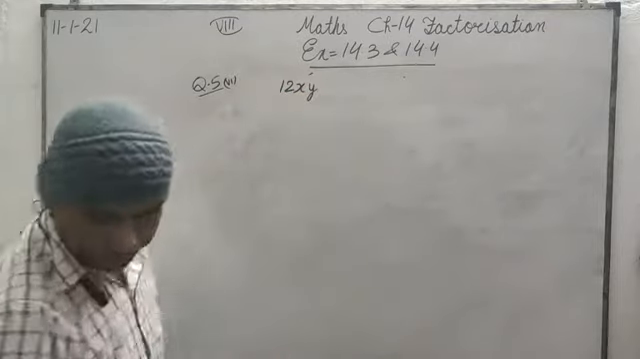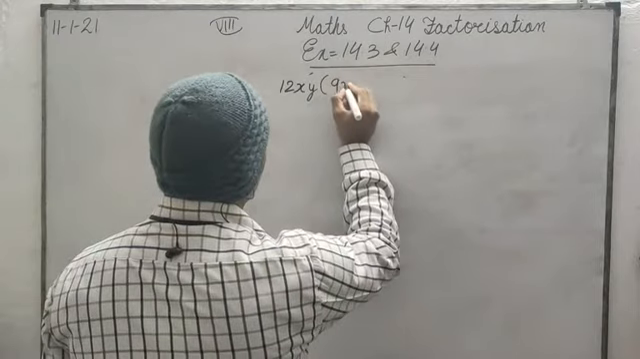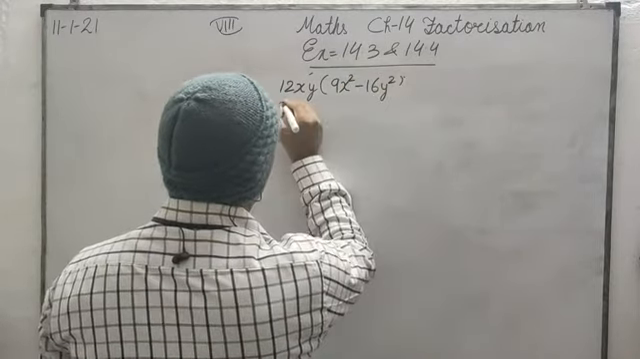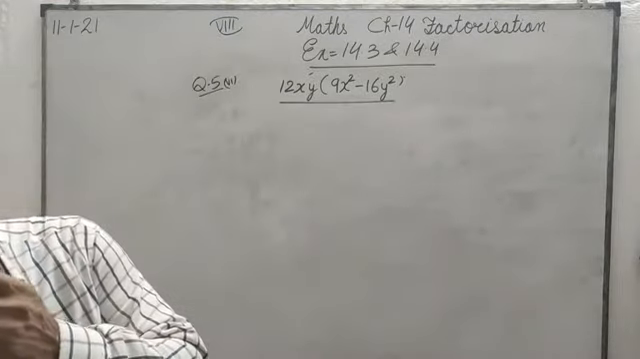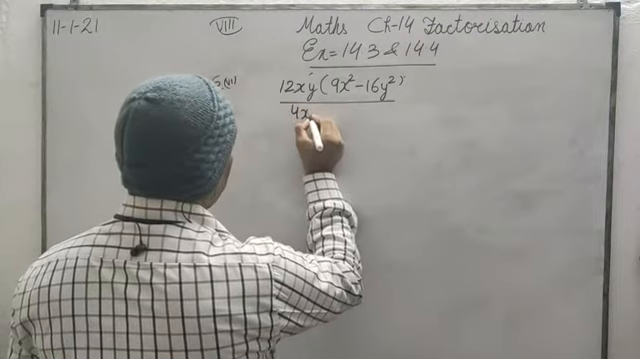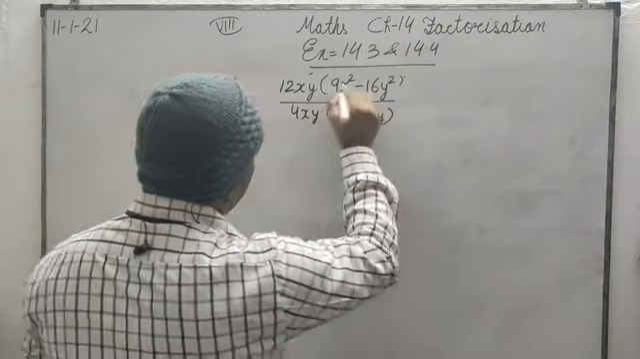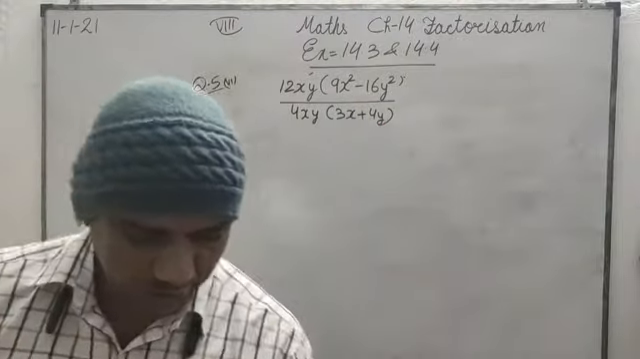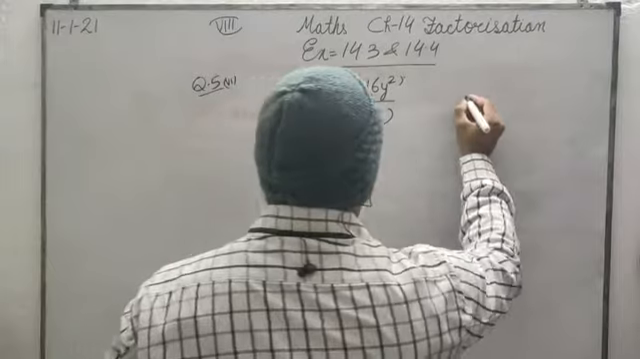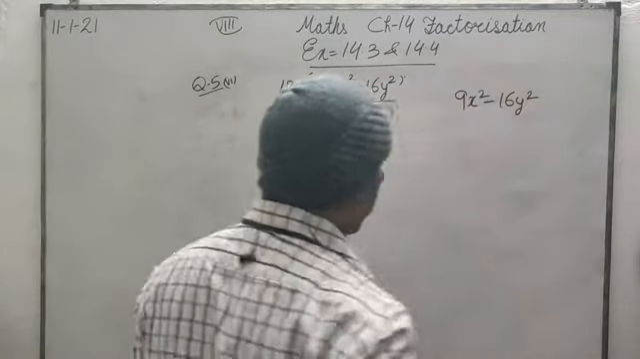12xy and 9x square minus 16y square is to be divided by 4xy, 3x plus 4y. Now you will have to factorize the numerator. As I told you, every time you will have to factorize the numerator. So this time 9x square minus 16y square is to be factorized.